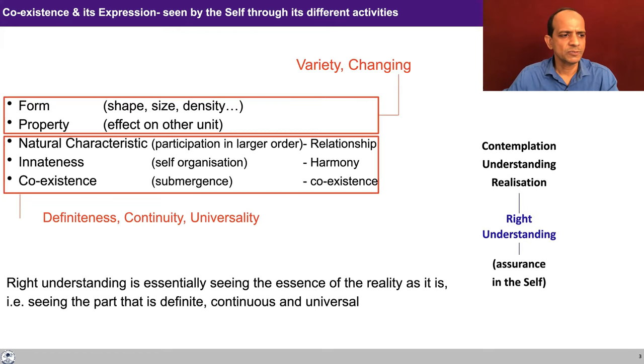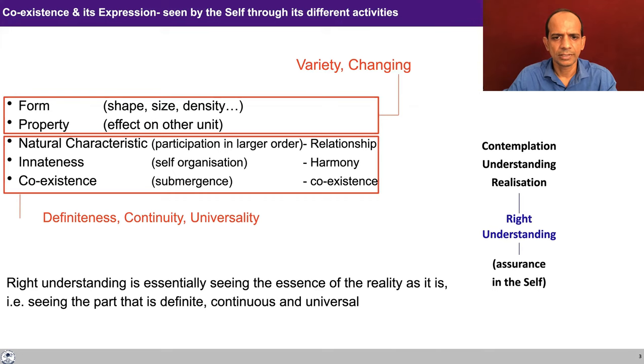So if you look at the five aspects, the form and property are changing, and there is variety there. The form includes the shape, size, density. The property includes the effect on other units. And we can see that there is a variety here. It varies from unit to unit. And it also varies from time to time.